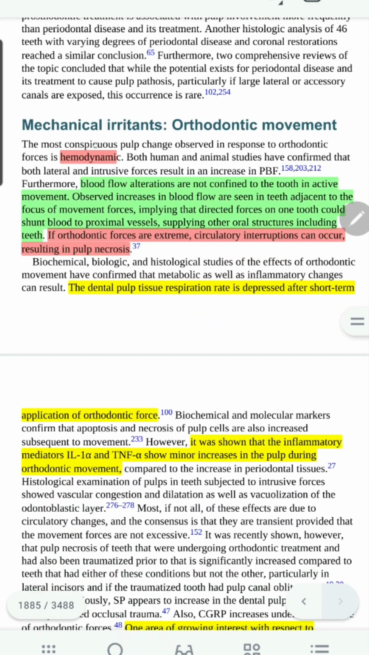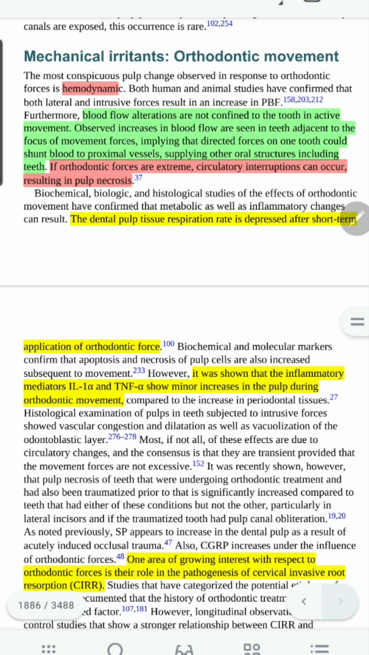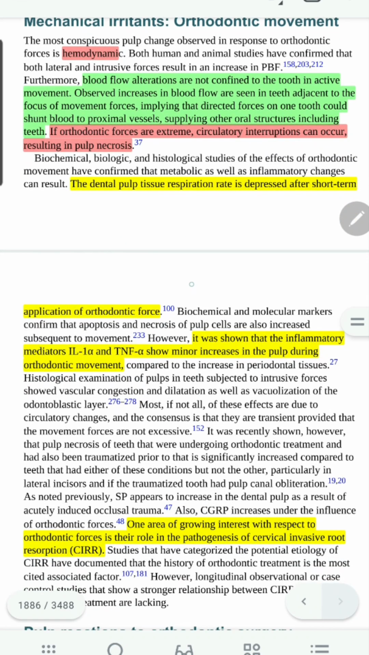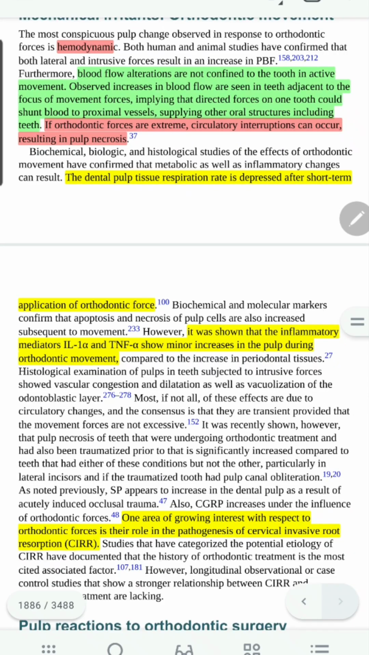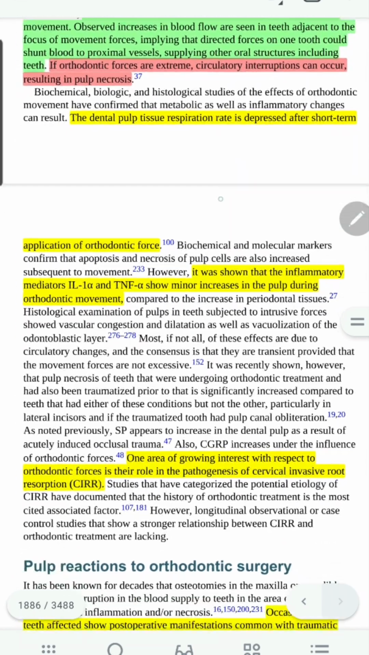Finally, what about the mechanical irritants to the pulp when we do the orthodontic movement? They are saying that there are blood flow alterations that are not confined only to the tooth in the active movement, but there is also an increase in the teeth adjacent to the focused tooth, and this alteration of the blood flow is temporary, and it returns to its normal range after we finish applying these mechanical forces. However, when the forces are extreme and not well studied, these circulatory interruptions can result in pulp necrosis.